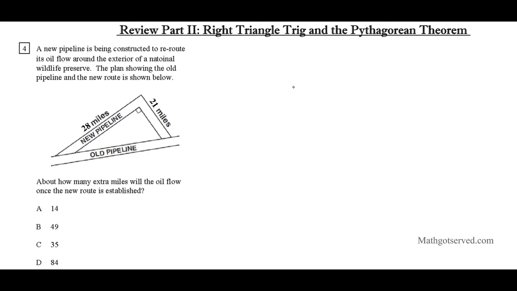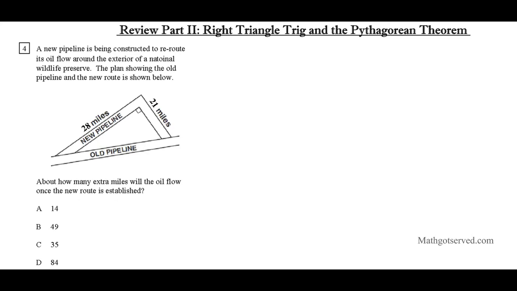Okay. All right. Let's go ahead and take a look at question number 4. It says a new pipeline is being constructed to route oil flow around the exterior of a national wildlife preserve. The plan showing the old pipeline and the new route is shown below. About how many extra miles will the oil flow once the new route is established?